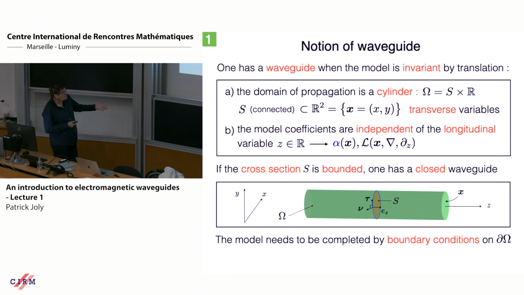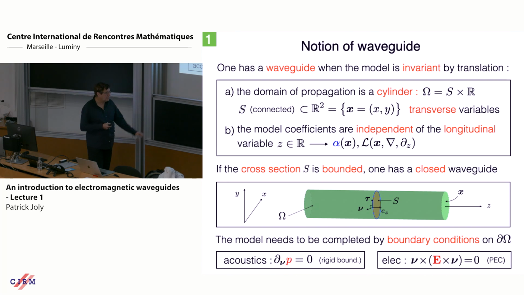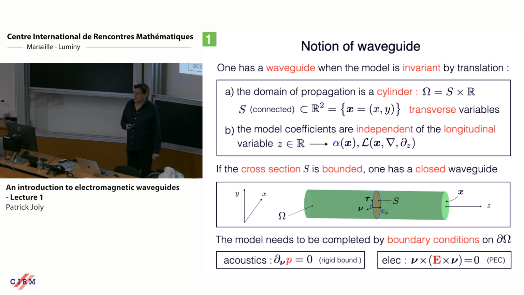And of course, because you have a boundary, you need to complete the model by boundary conditions, and traditionally, it will be a Neumann condition in acoustics, or the so-called perfectly conducting condition in electromagnetism. So this is a condition on the tangential trace of the electric field.